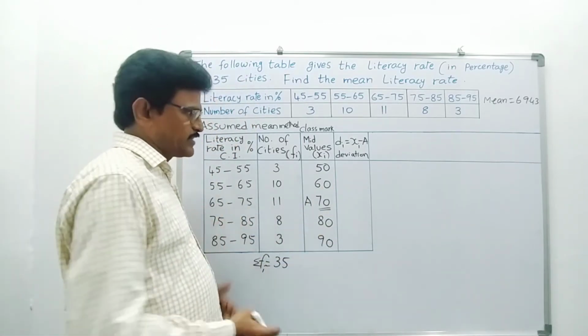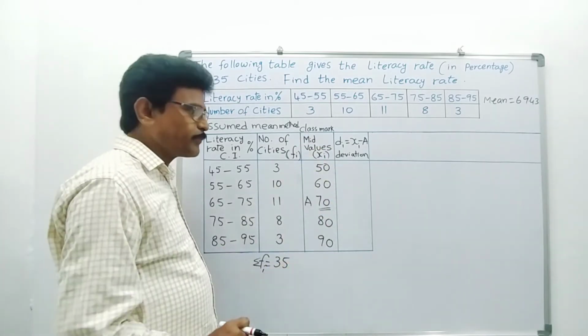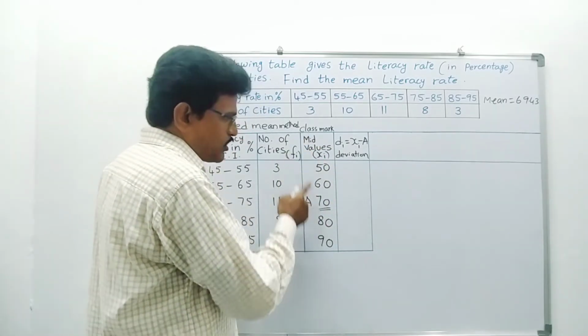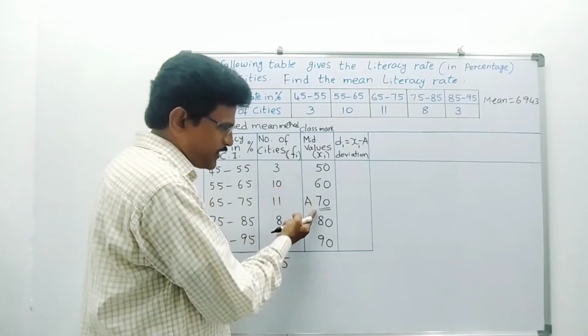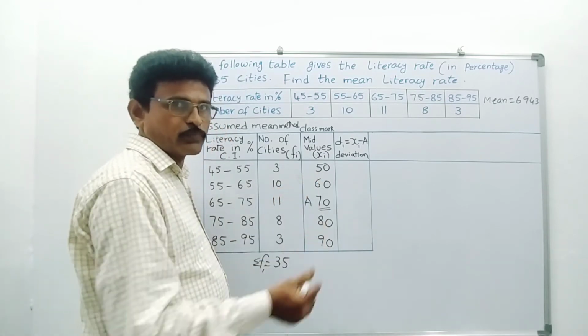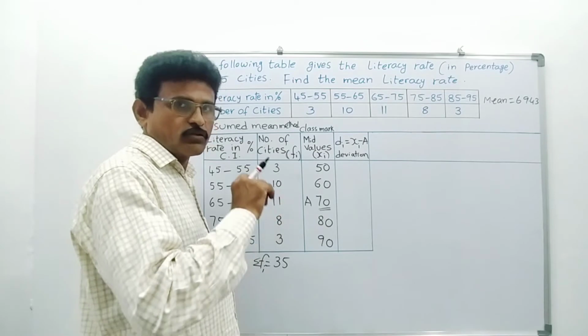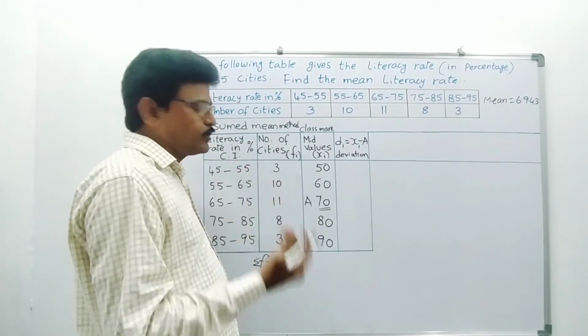Now xi minus a. All these are xi values. So xi minus a: 50 minus 70, next 60 minus 70, 70 minus 70. Like that you have to do. One time you will get negative values, 0 will come on the same line, again you will get positive values, right?